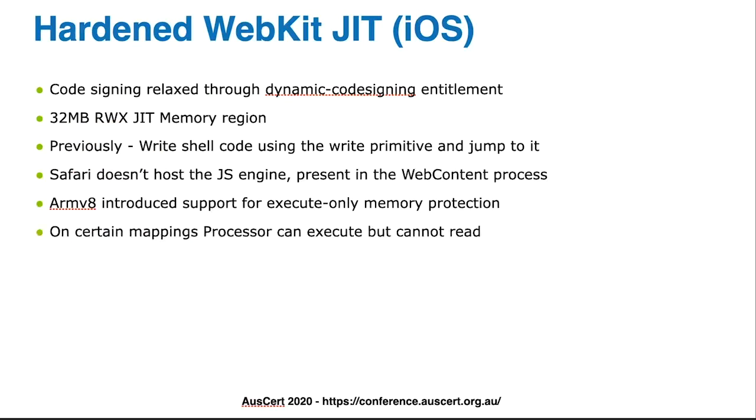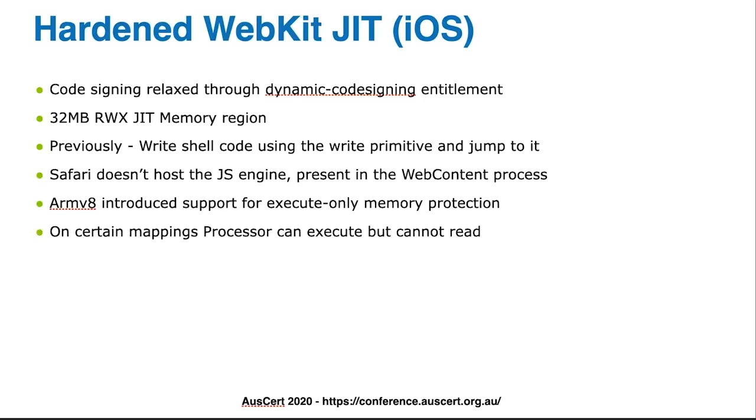Code signing is relaxed for iOS. The code signing is relaxed for WebKit by using the dynamic-codesigning entitlement, which means that the code can read, write, and execute in the same memory region. So the previous exploit, what they used to do is write the shellcode using the initial write primitive that they get, and then just jump to the shellcode. However, in Safari, it does not host the JavaScript engine. Rather, as we discussed previously, the JavaScript engine is run in a separate web content process.